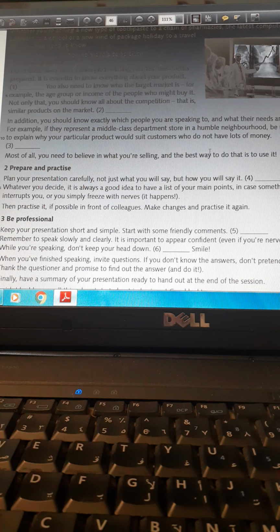Another blank here, blank number 3, the missing sentence is sentence G. What makes your product perfect for them? You should be able to show them that your product is perfect for them. So blank 3 is sentence G.